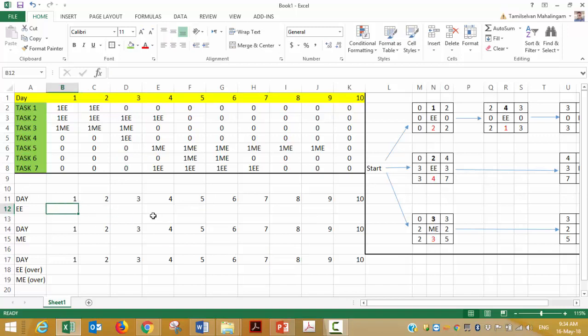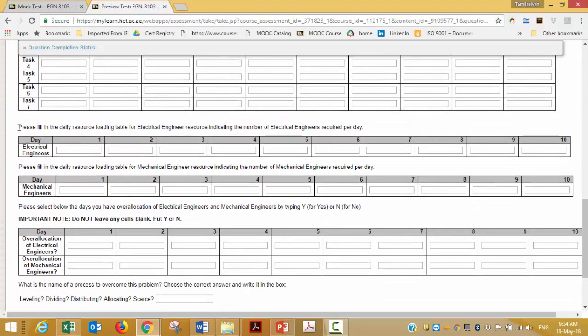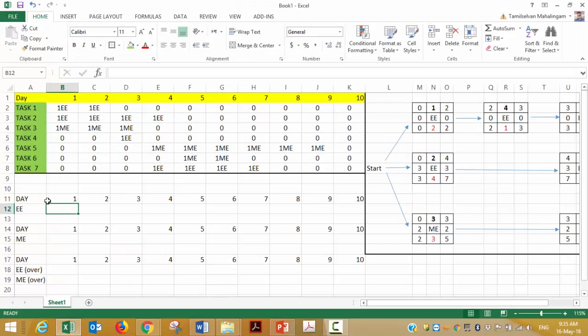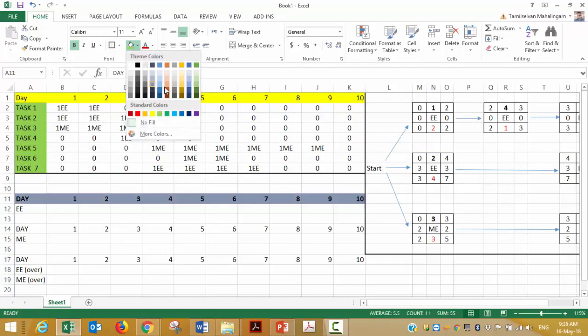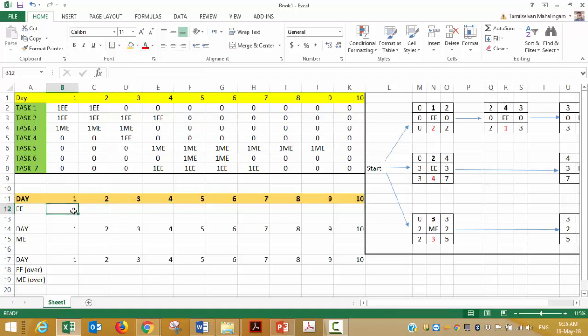All right. Now let's do this. Pretty simple. What they're asking: please fill in the daily resource loading table for electrical engineer, indicating the number of electrical engineers required per day. So all you have to do is go to day 1. How many electrical engineers do you need for day 1? All you have to do is just count them. 1, 2. So I need 2, right?